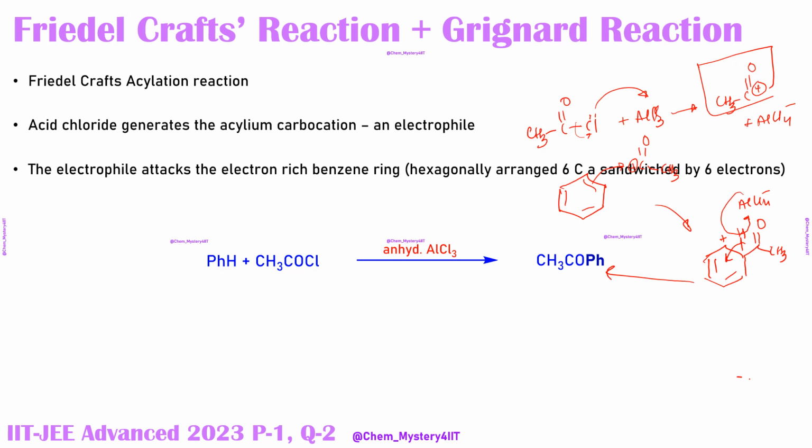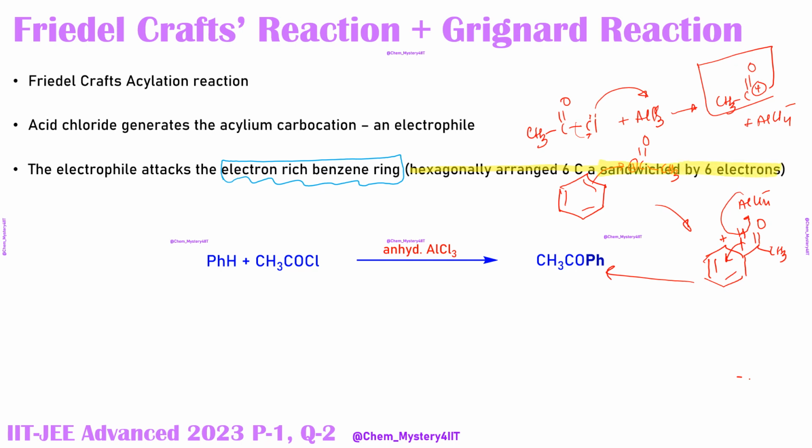There is a question here. Actually, that question is not so relevant, but some students think about why the electrophile is attacking the benzene ring. That is very much obvious because the benzene ring is very electron rich. And why is it electron rich? We use this terminology sometimes that these 6 carbons put together are kind of a sandwich of these 6 electrons.